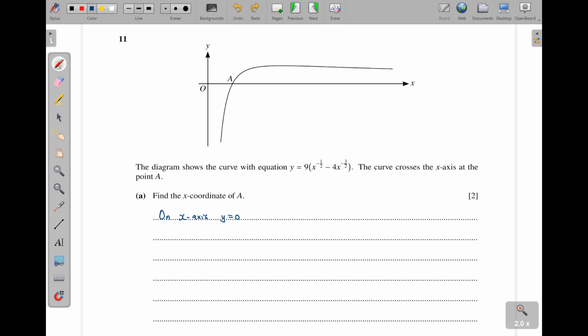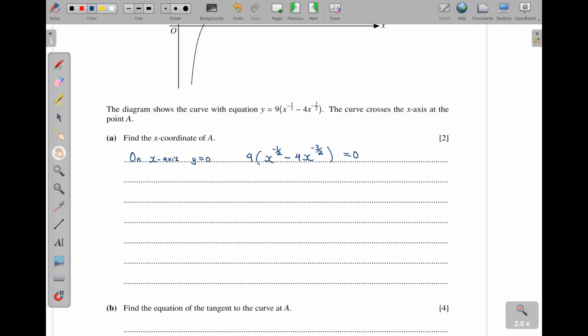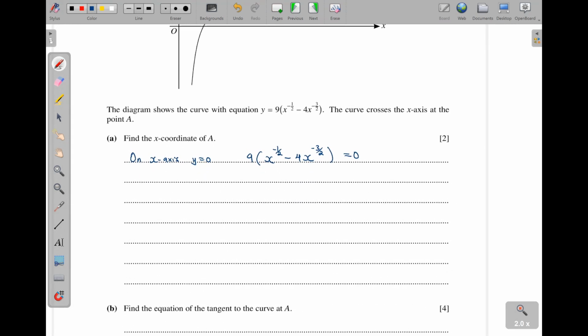So I'll get this equation here, which is 9x to the power of negative a half minus 4x to the power of negative 3 over 2, and I equate it to 0. Of course, I will divide all through by 9, and then the 9 will disappear. Then we shall have 1 over the square root of x, or I can write x to the power half, equal to 4 over x to the power of 3 over 2.